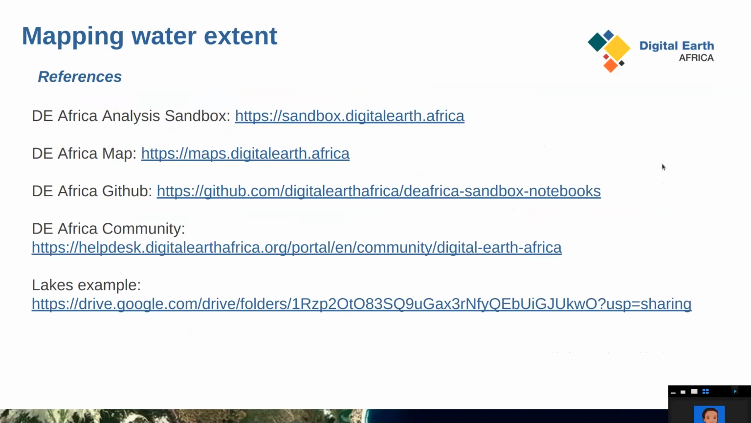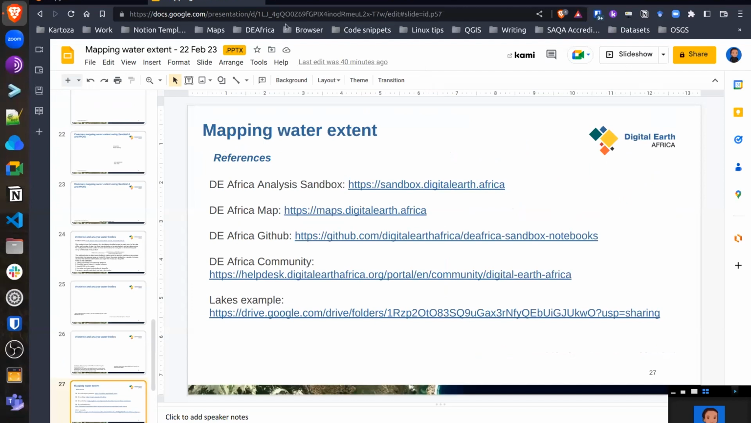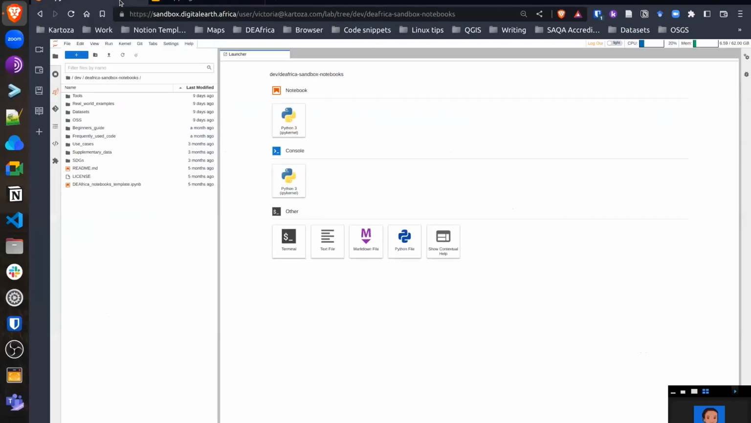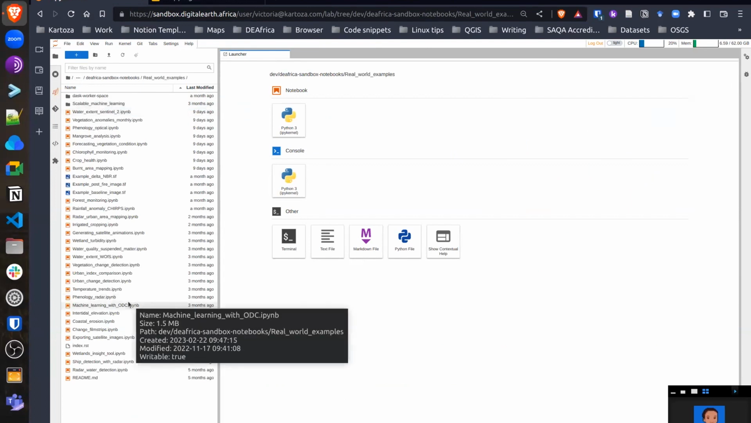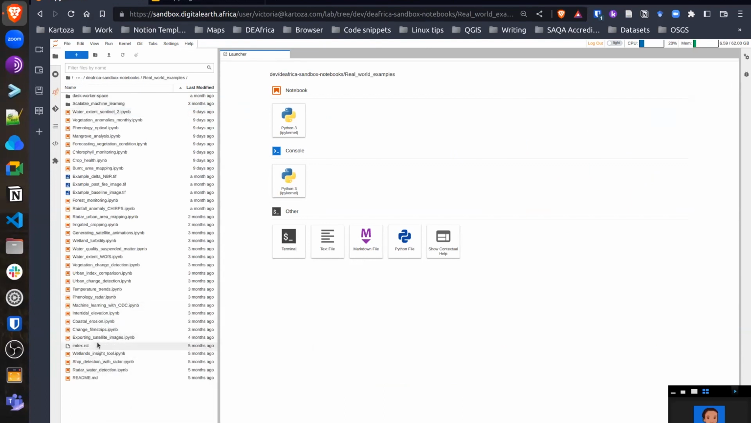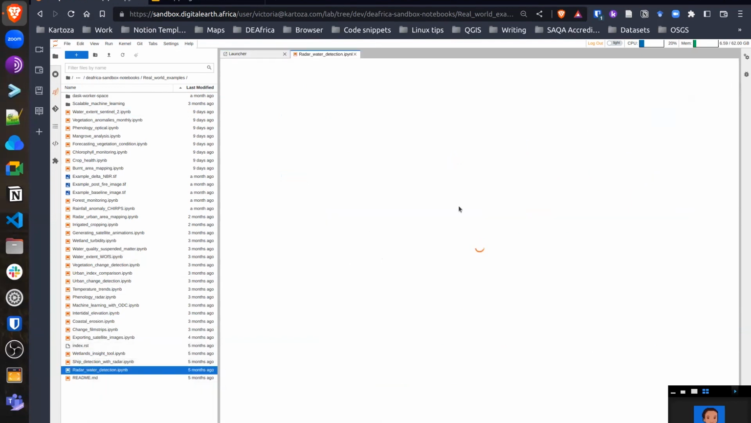So before we finish, I will just go to the notebook so you can see an example. The example that we'll be picking up is in the real world examples, just to have a good view of the notebook. We'll be picking up the monitoring radar water detection, just so you can see what it's about. Because there are multiple notebooks, I'll not go into detail for all of them.